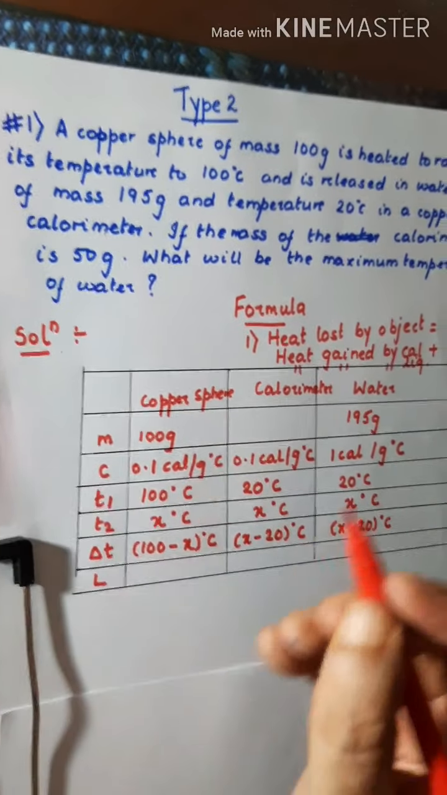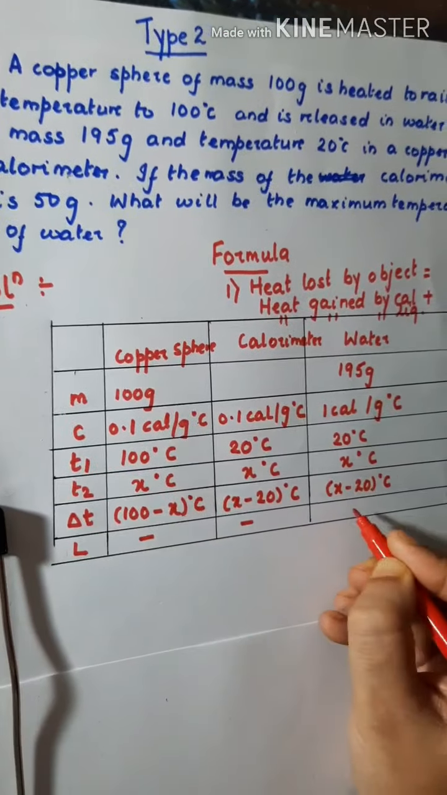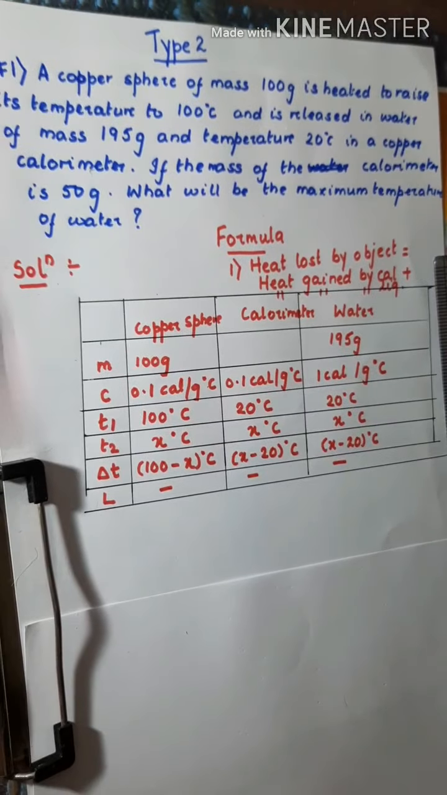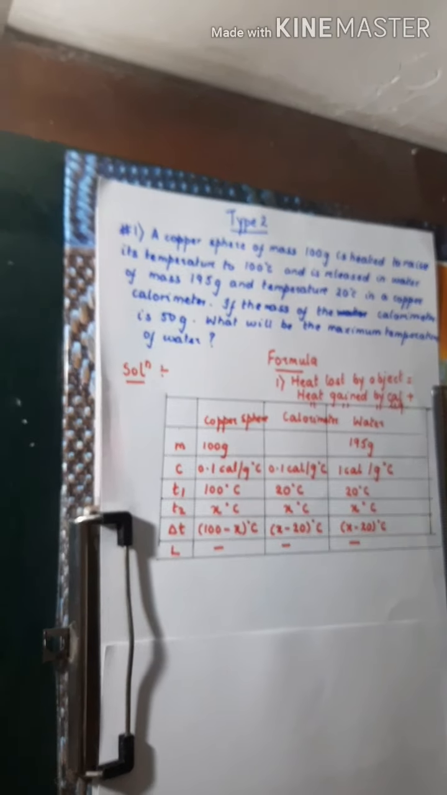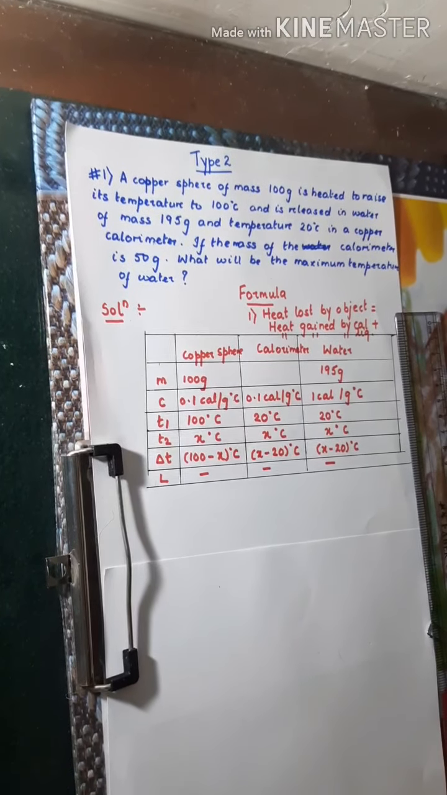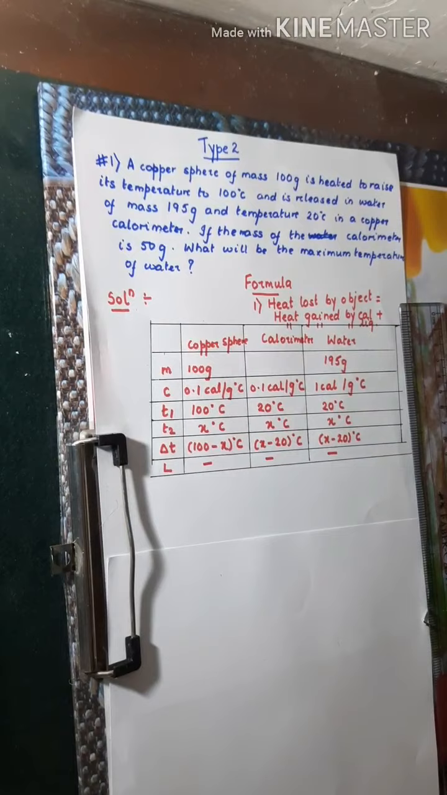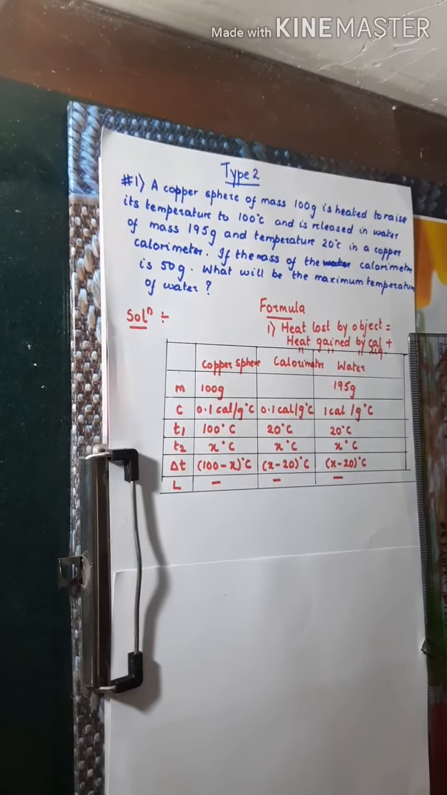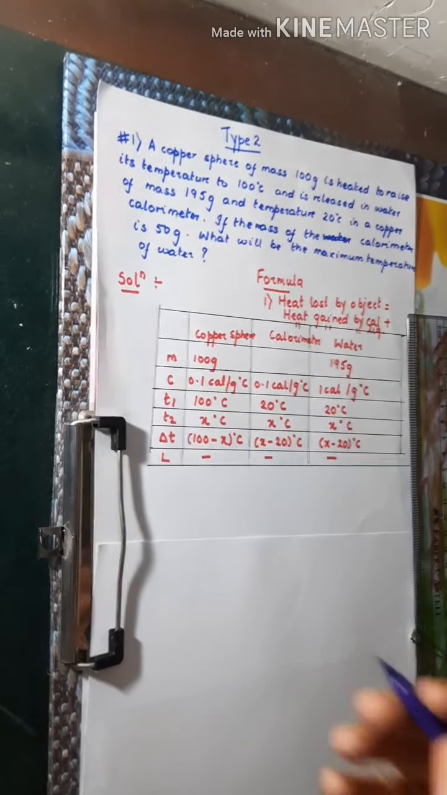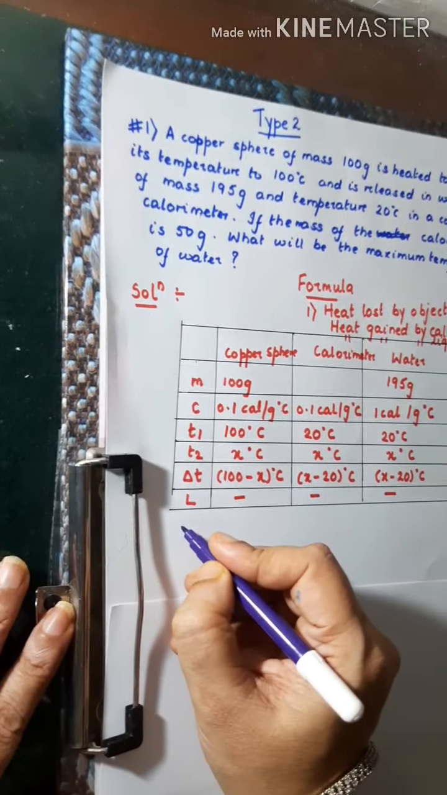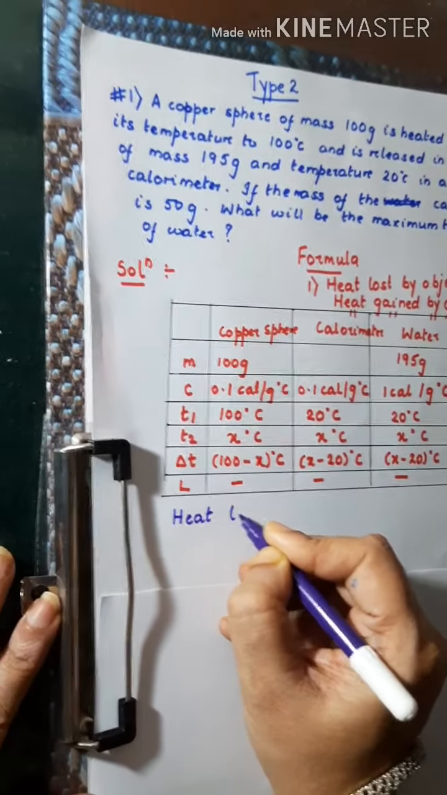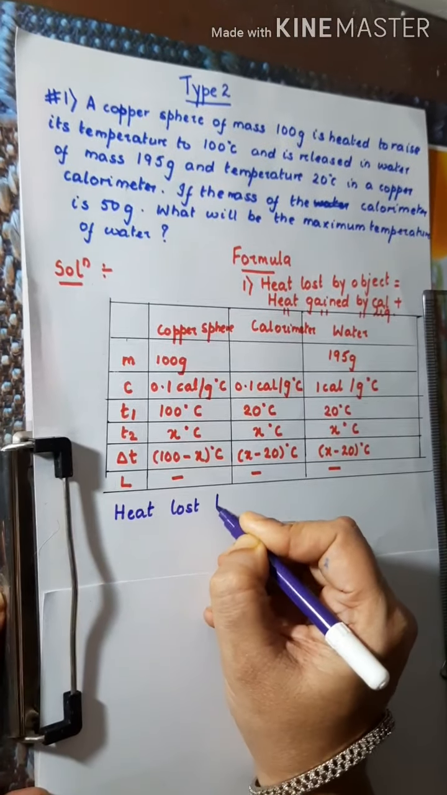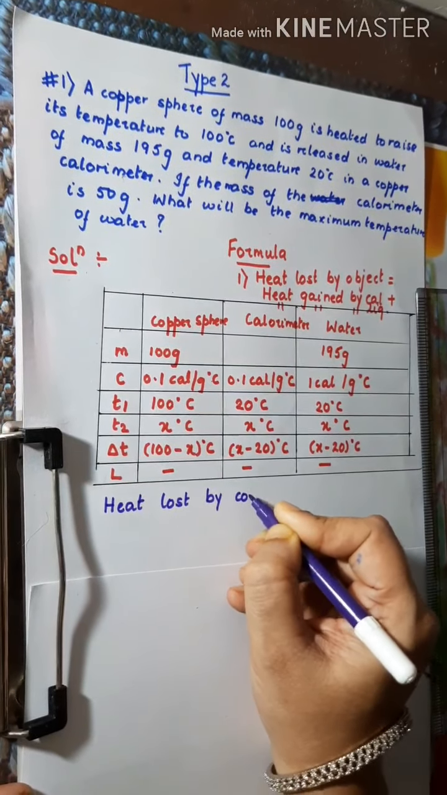Now in this case, we do not require the latent heat. So we'll put a dash out here. Okay. Now let's start with the sum. This was our table of our given. Now what have we to find? We have to find the temperature of the mixture. So we have to find X basically. Right. Now see here. See how I will start. Now I can say heat lost by the copper sphere.